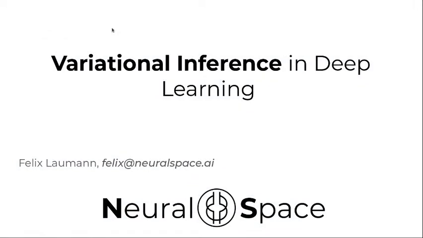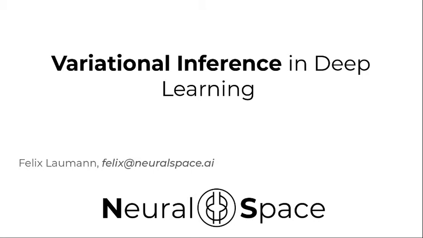Okay, quick introduction to me. I'm Felix, a PhD student at Imperial College at the Department of Mathematics. That's why I know Harry. We got in contact through the Students for AI Society. And I'm a research scientist at a company called Neural Space.